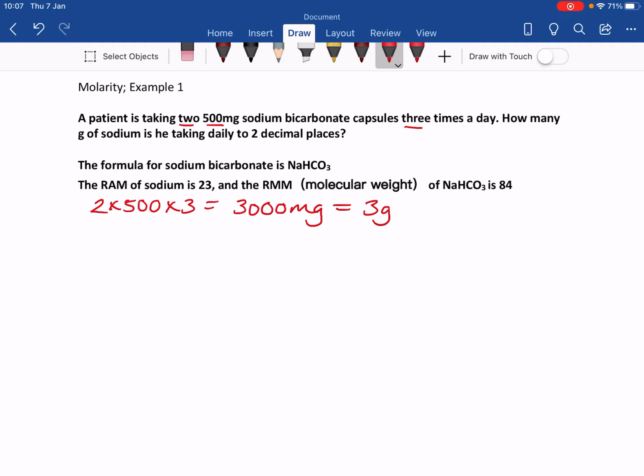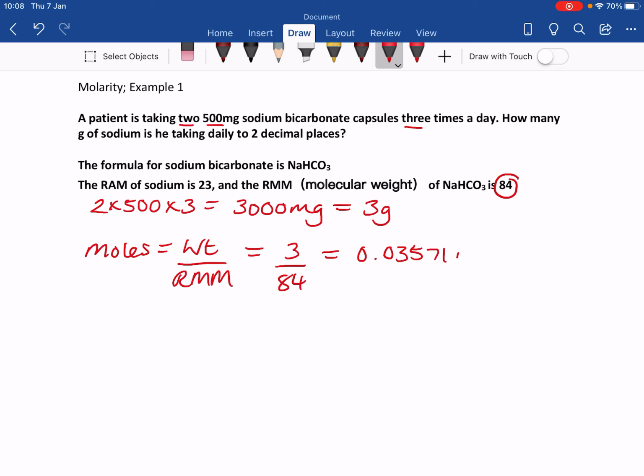Now we need to calculate the number of moles of sodium bicarbonate in 3 grams. The equation for this is that moles equals the weight divided by the molecular weight. So in this case, it's the 3 grams divided by the molecular weight we're given. That's 84 for sodium bicarbonate. So 3 divided by 84 equals 0.03571 moles. And that's moles of sodium bicarbonate. It's not the moles of sodium at this point, it's the moles of the sodium bicarbonate.